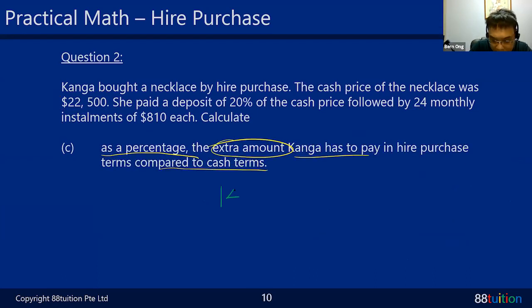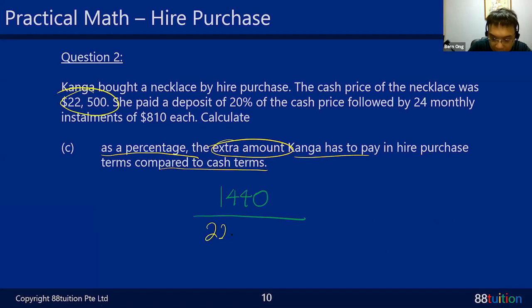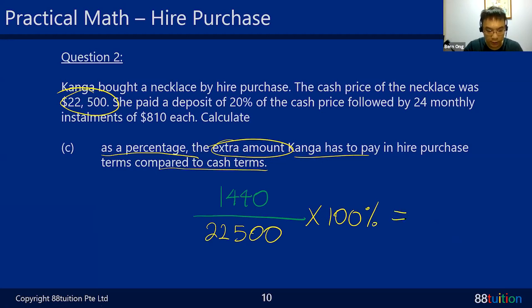So 1,440 is the extra that she has to pay against the what? The cash term. If she paid cash, she would simply pay 22,500. So the extra over the original, which is the cash term, times what? 100%. Why? Because the question wanted it as a percentage. So 1,440 divided by 22,500 times 100. She has to pay an extra 6.4%. That is the way to make the extra into a percentage. She pays an extra 6.4% if she goes for the hire purchase scheme.